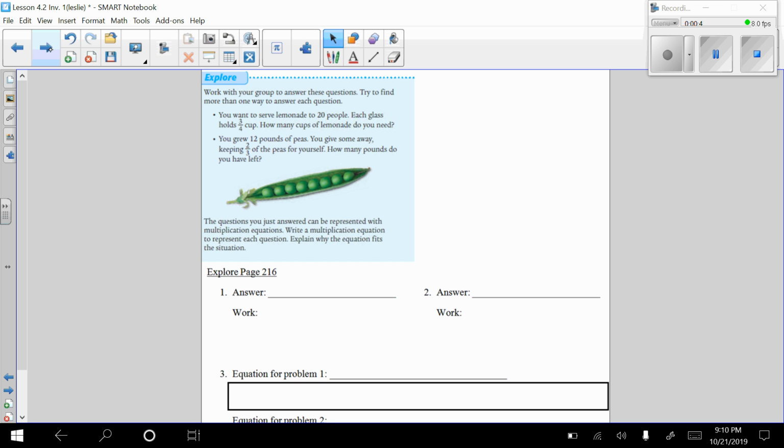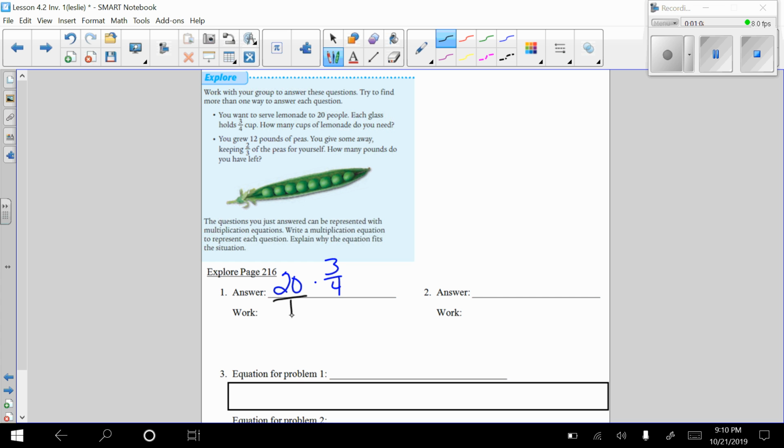You want to serve lemonade to 20 people. Each glass holds 3/4 of a cup. How many cups of lemonade do you need? Well, I want to give each person 3/4 of a cup. So that means I'm going to take my 20 people and multiply it by 3/4. If you take 20 times 3/4, remember, we can put that whole number over 1.